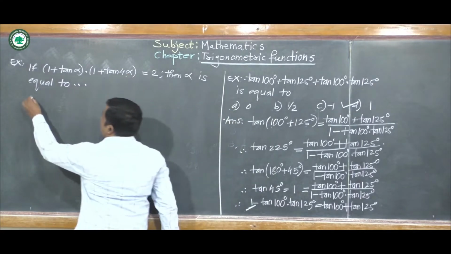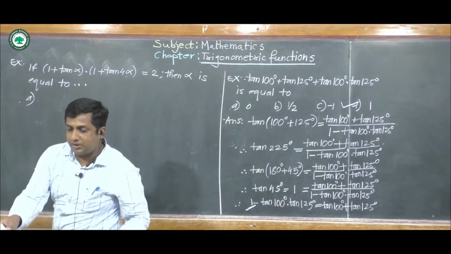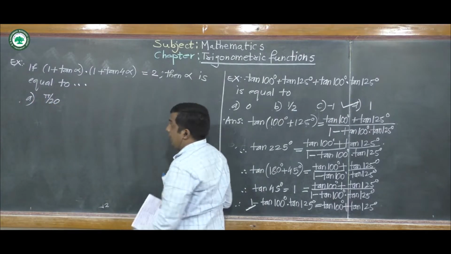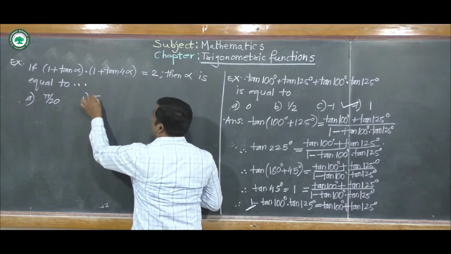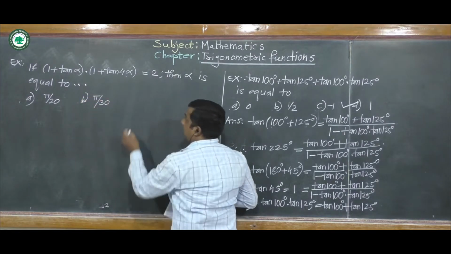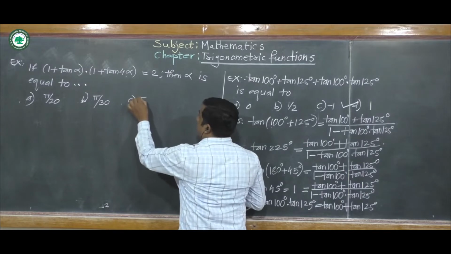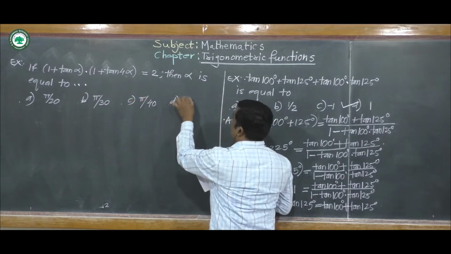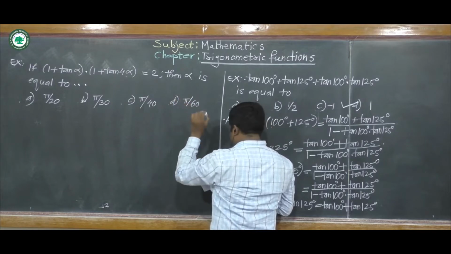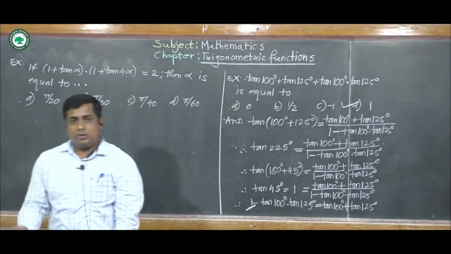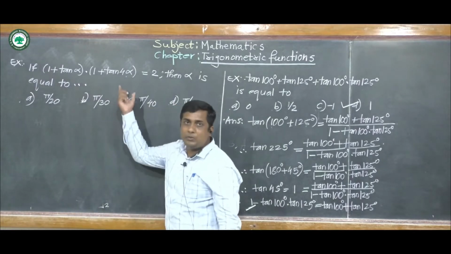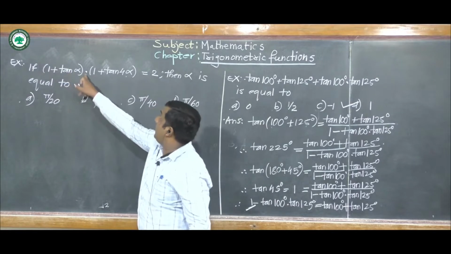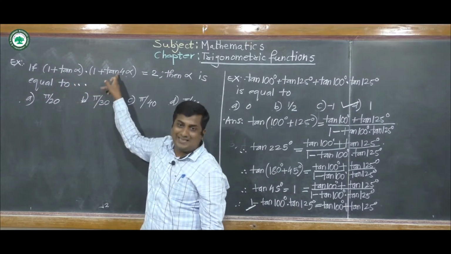Okay, and the given options are: in first, pi by 20; in second, pi by 30; in third, pi by 40; and in last, pi by 60 degree. So we have to find the correct option by using the given things. Remember, here 1 plus tan alpha into 1 plus tan 4 alpha is given.